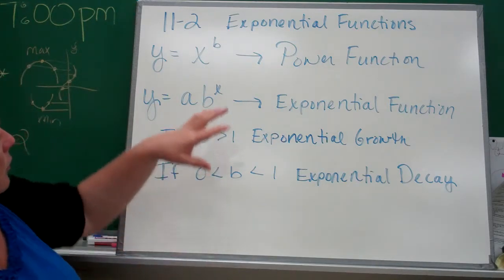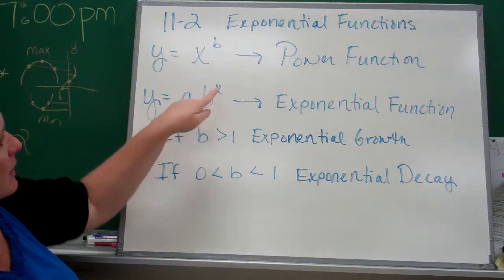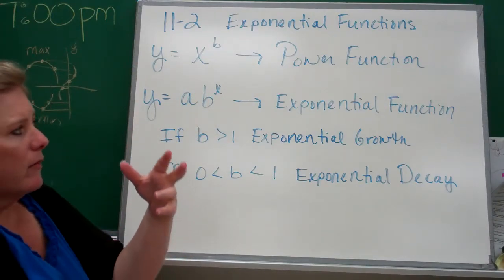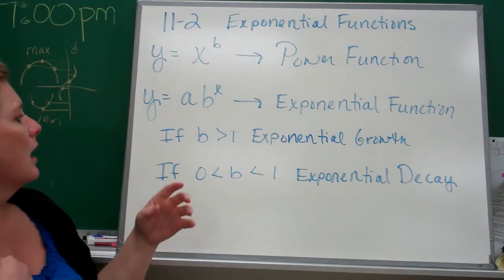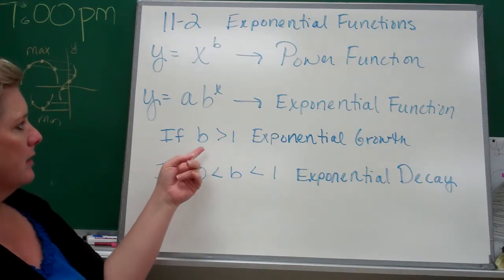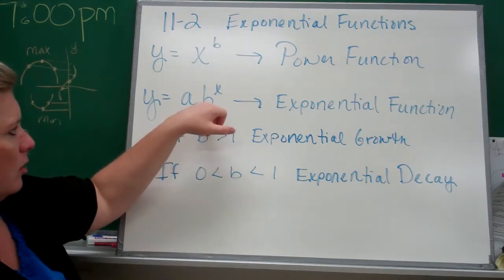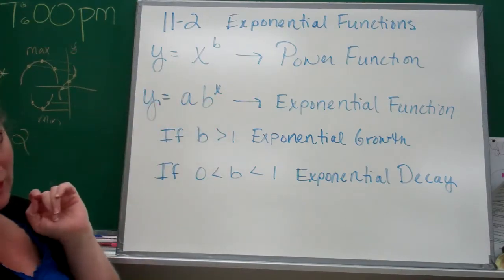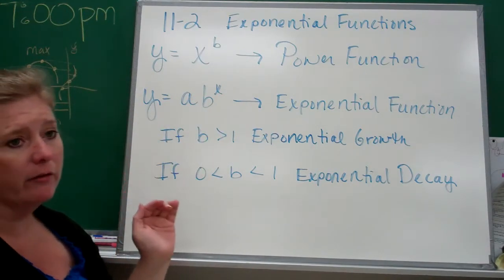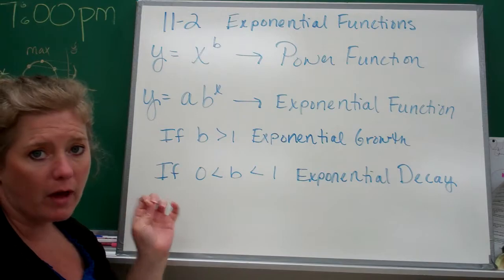Okay? So y equals a times b to the x. That is a general form of an exponential function. And b is the base of the exponent. B is the only thing that's going to be taken to that power. A gets multiplied after. Don't forget your order of operations.